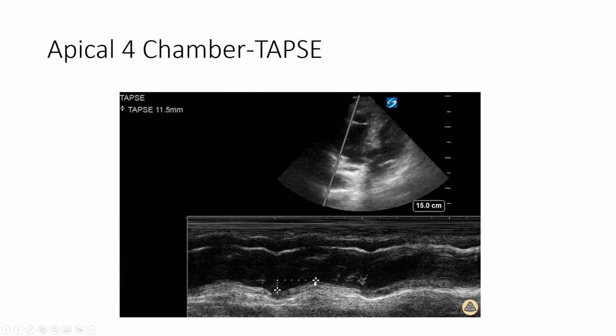Normal adult value is greater than or equal to 1.7 centimeters. This patient has a TAPSE of 1.15 centimeters, suggesting reduced right ventricular systolic function, which is what we would expect in the setting of increased right ventricular afterload. So we've got lots of evidence mounting for a pulmonary heart syndrome, increased RV afterload condition.